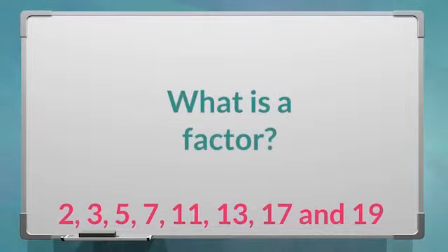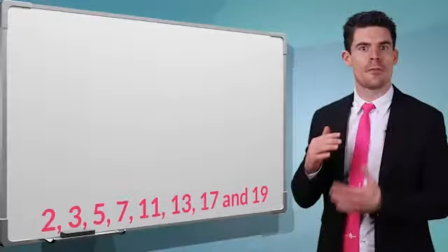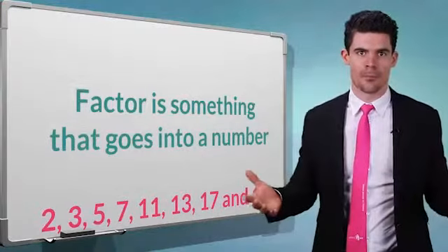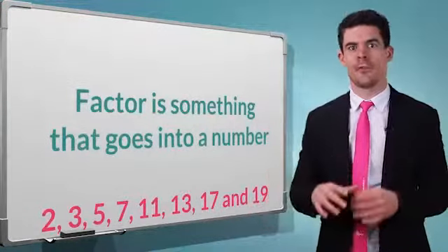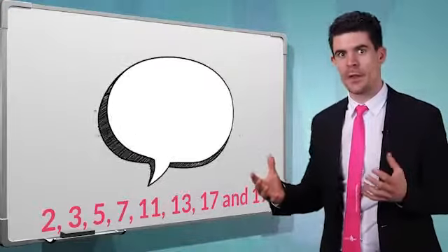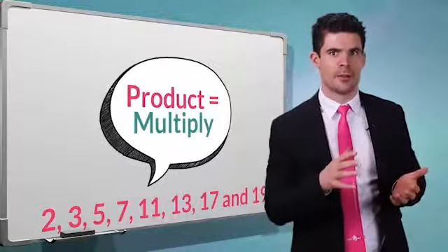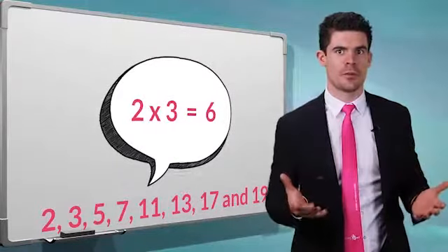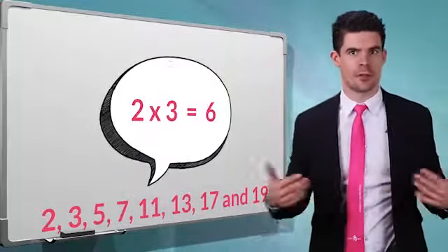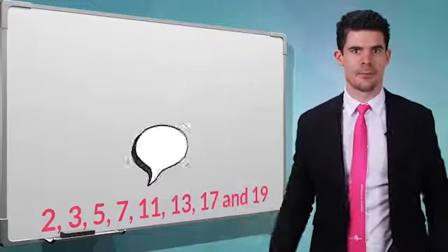Before we start looking at an example, we need to think about what the word factor means. Now, a factor is something that goes into a number, like 5 goes into 20, so 5 is a factor of 20. The last word is product. Product just means multiply. So for example, the product of 2 and 3 is found by multiplying the 2 and the 3, which makes 6.